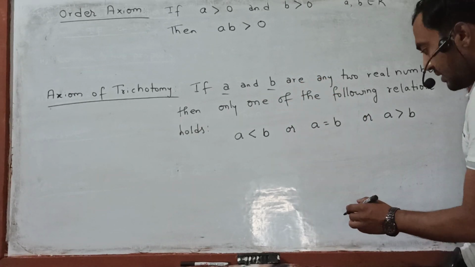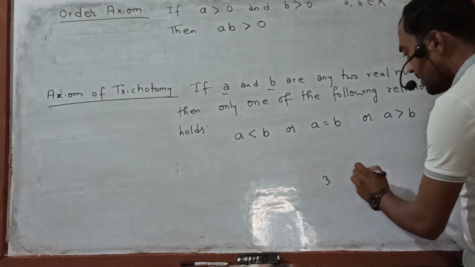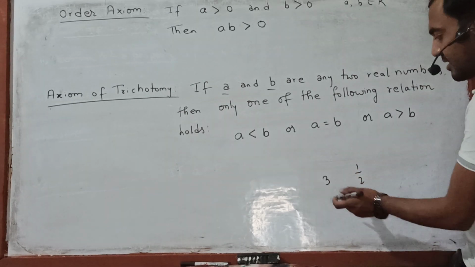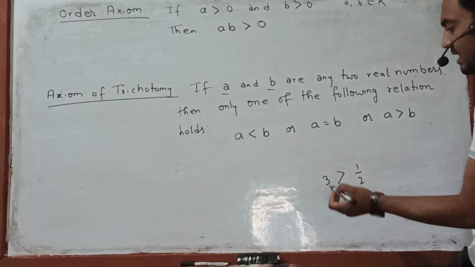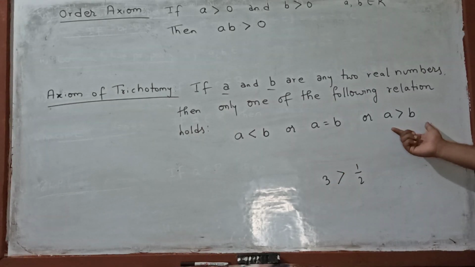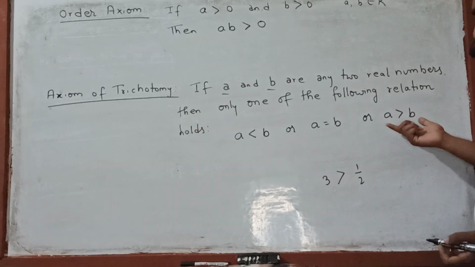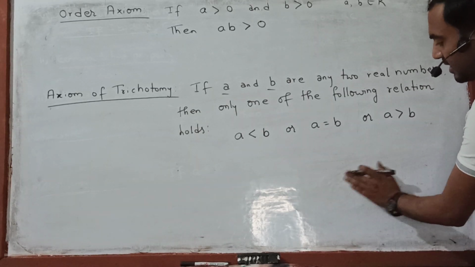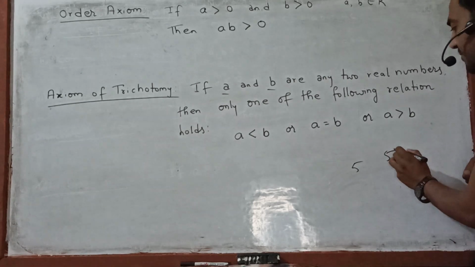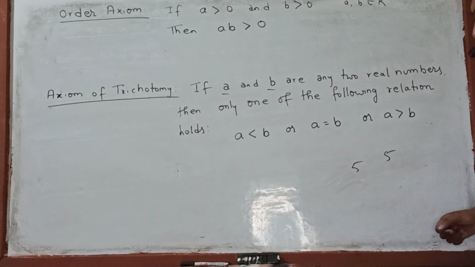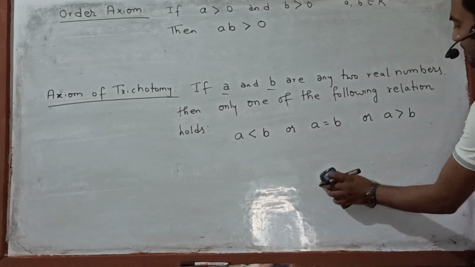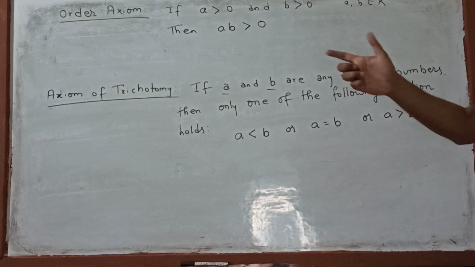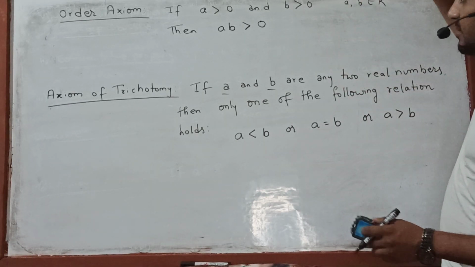For example, if you are taking 3 and 1 by 2, obviously 3 is a real number, 1 by 2 is also a real number. So here 3 is greater than 1 by 2. So with a as 3 and b as 1 by 2, this relation holds. Similarly, if we are taking 5 and 5, both are real numbers, here the equal relation holds. So among these three relations, only one relation can hold at a time. This law is called the axiom of trichotomy. Now let's move ahead.